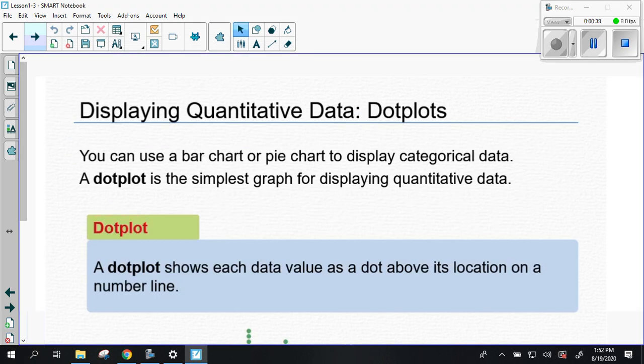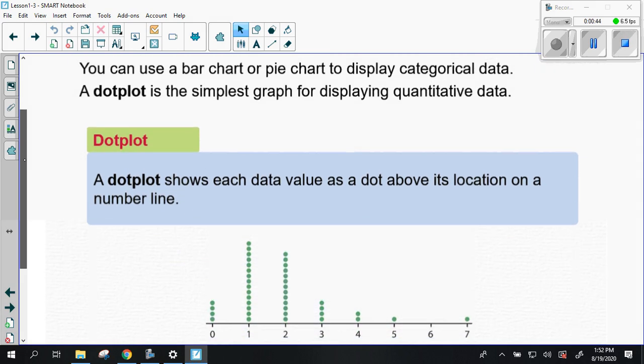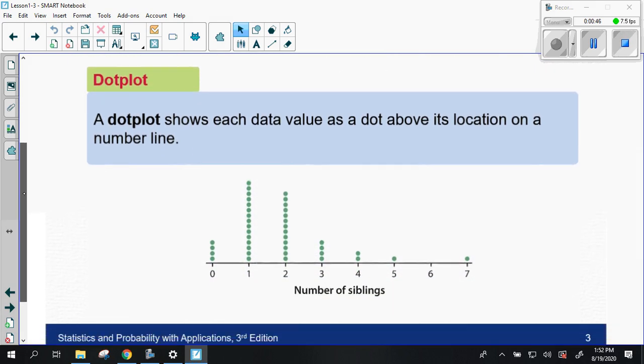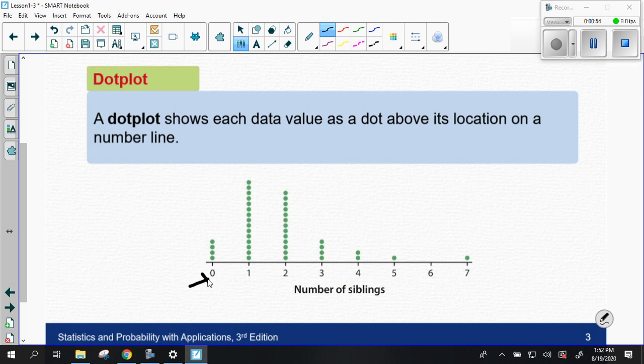So here is an example of what a dot plot is right there. Let's talk about how we read this dot plot. So this entry right here, we have 0 siblings, right? And these 4 dots right here are telling me that of all these people we asked, hey, how many siblings do you have? There were 4 people that said, I am an only child, or I have no siblings, 0 siblings. All right, so that's how we'll read a dot plot.